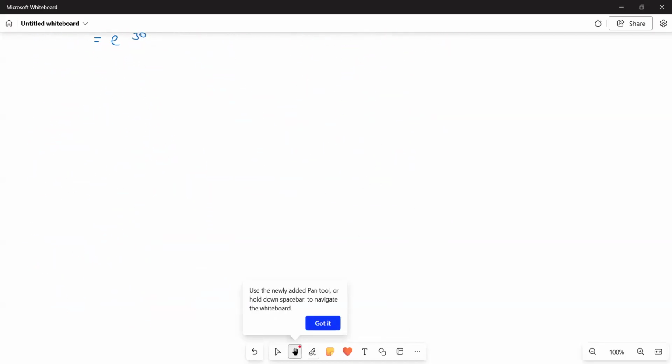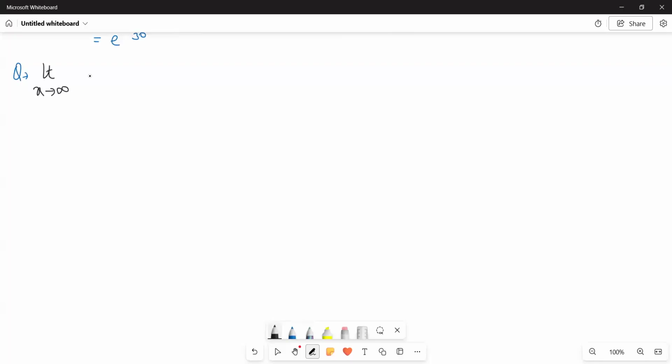Okay. Next question. Limit x tending to infinity, 1 to the power 1 by x plus 2 to the power 1 by x plus 3 to the power 1 by x going up till n to the power 1 by x, divided by n, whole to the power nx.